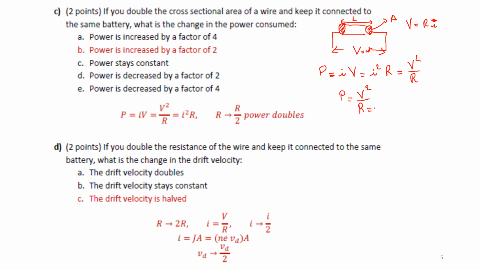But you remember, R is rho L divided by A. So if I double the area, the cross-sectional area, I'm dividing the resistance by 2. Do you agree with that? So if A becomes 2A, the resistance will become half of the initial resistance. That means the power will double, okay? Because it will be half at the denominator, so that means the power will double.